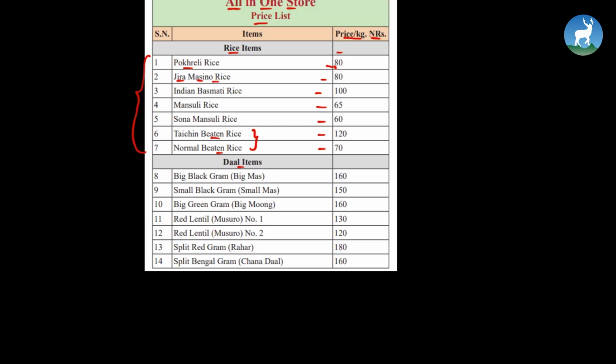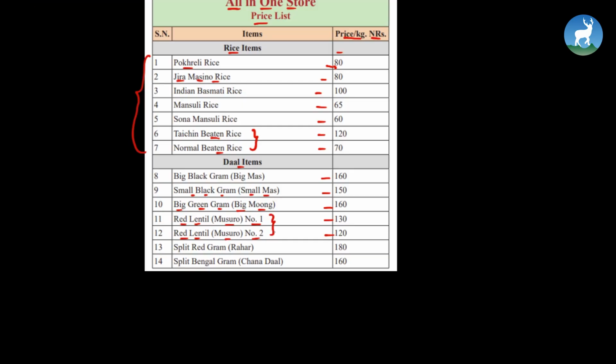So moving on to dal items. Big black gram, big mass, 160 rupees per kg. Small black gram, small mass, 150 rupees per kg. Big green gram, big moong, 160 rupees per kg. Red lentil, musuro, number 1, 130 rupees per kg. Red lentil, musuro, number 2, 120 rupees per kg.